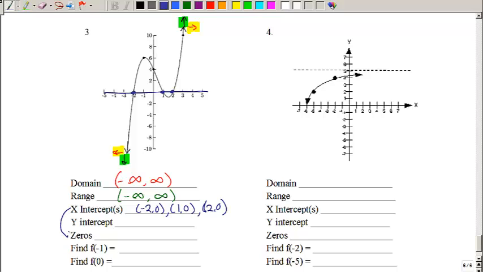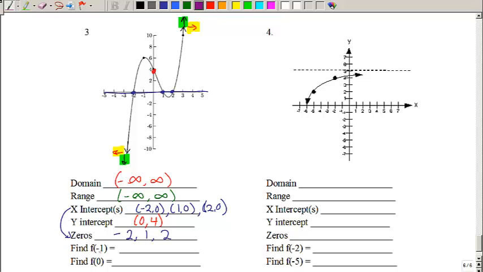Once you have the x-intercepts, I like to jump down here to the zeros and fill in my zeros as well. Because if you get the x-intercepts correct, you better get your zeros correct, because the zeros are just the x-coordinates of my x-intercepts. All the values of x where my function crosses the x-axis or where f of x is equal to 0. My y-intercept is where the graph crosses the y-axis at (0, 4).